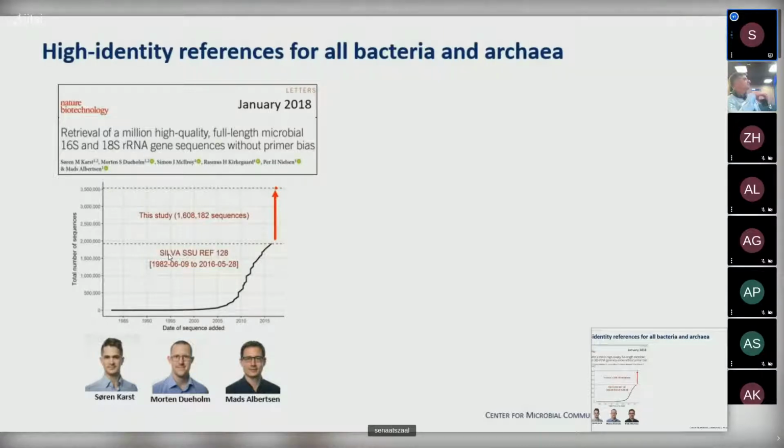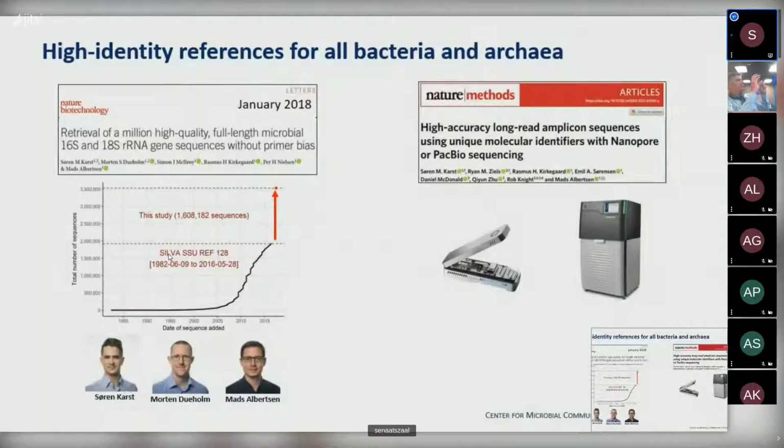We can now start to create a database where we have all the reference sequences for all the organisms within the ecosystem, for example, in wastewater treatment plants. And this method has been further developed so it's more applicable for everyone. So it can now also be done using nanopore sequencing and PacBio sequencing.